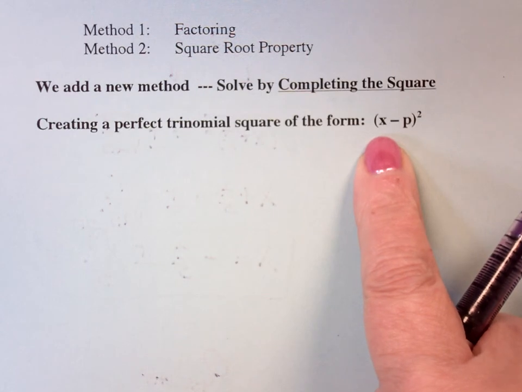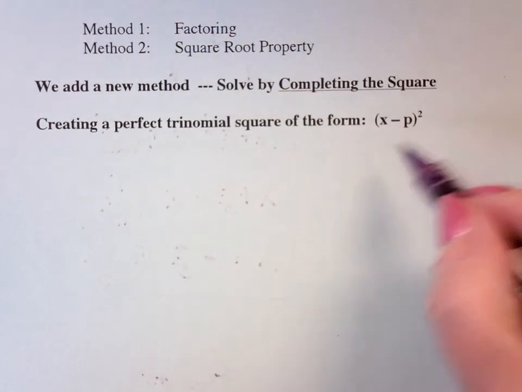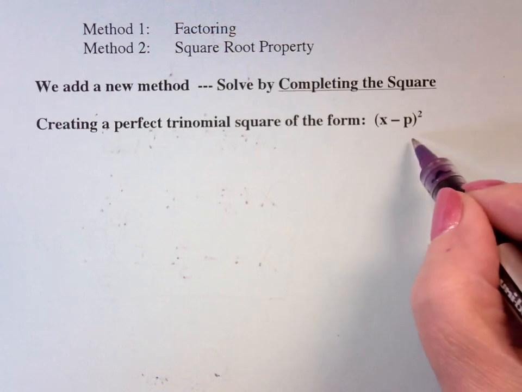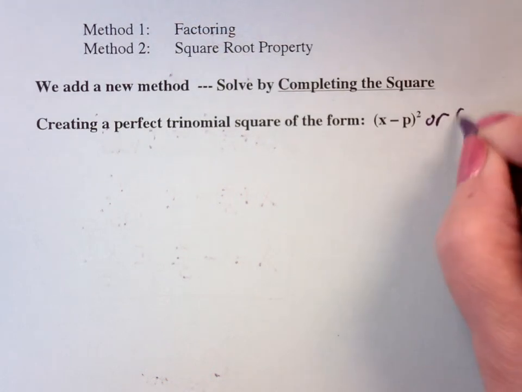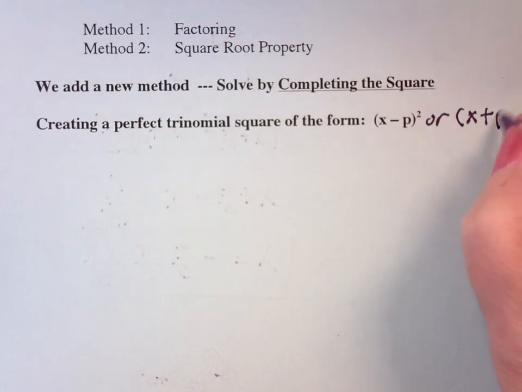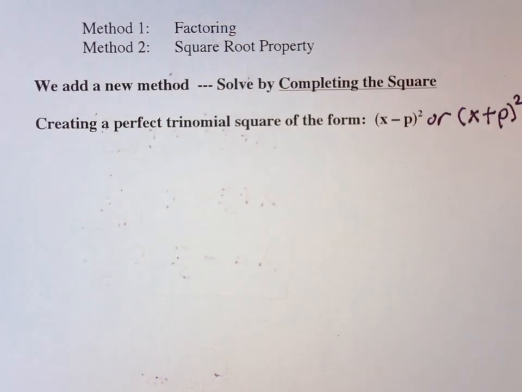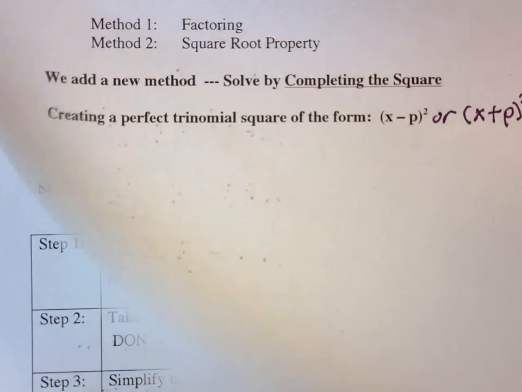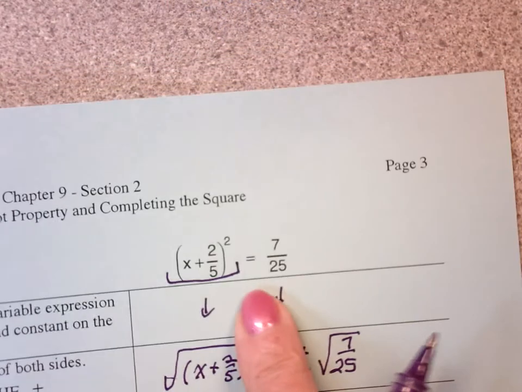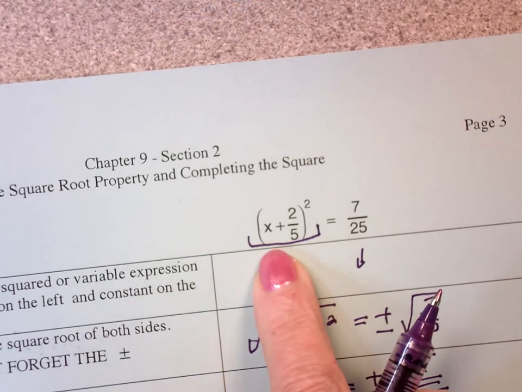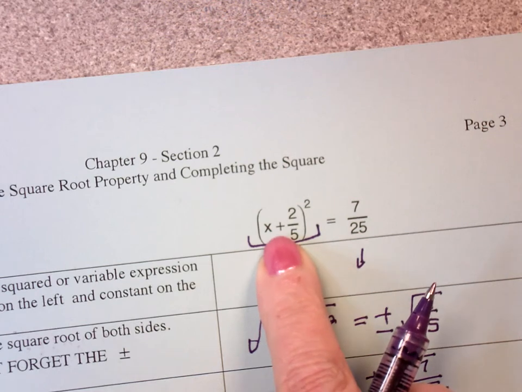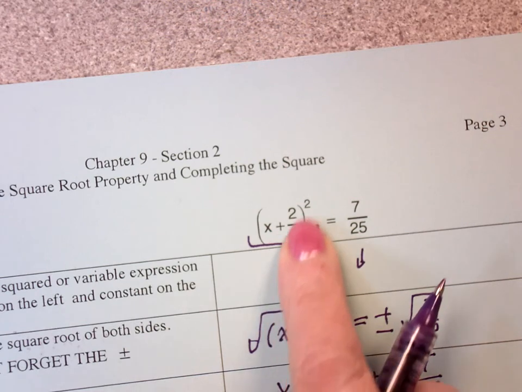The perfect trinomial square is going to be either x minus some constant squared, or it could be x plus some constant squared. That's what a perfect trinomial square is, and that's what we're going to be focusing on. We've seen it before, and we've seen it on the previous page. This is the variable expression. This is a perfect trinomial square. It's x plus some constant squared.